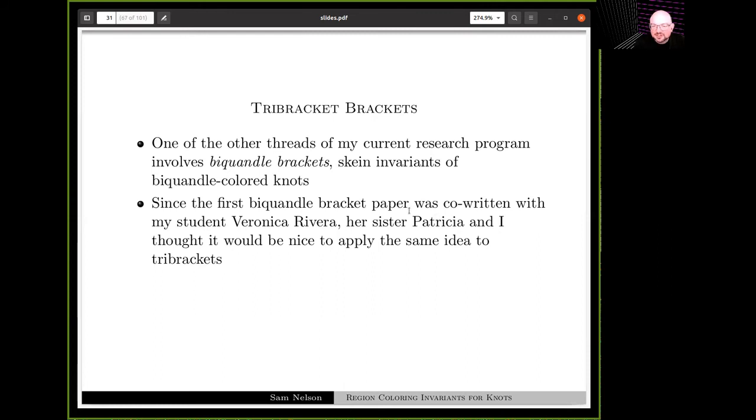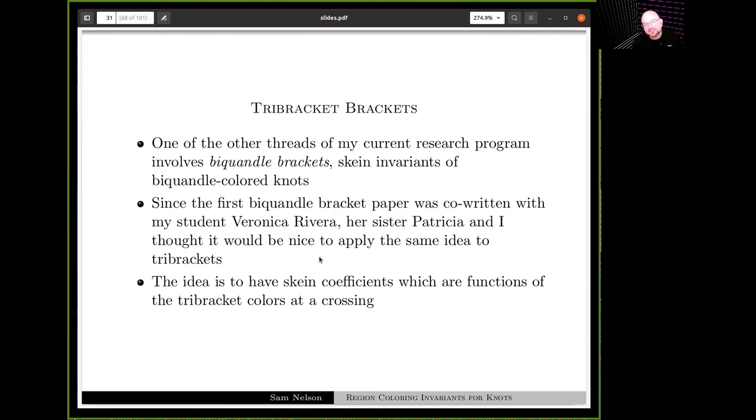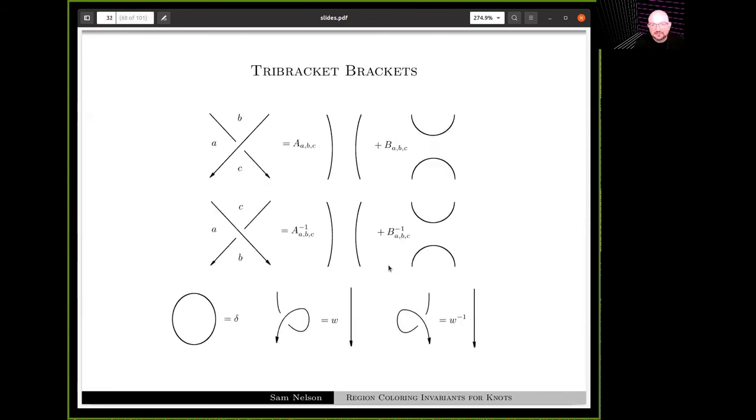And the first biquandle bracket paper, I co-wrote that with Veronica Rivera, who is Patricia's older sister. So when Patricia and I started to think about doing our second paper, we thought it would be nice to apply the biquandle bracket idea, but to tribrackets. So the basic idea is to do skein theory for tribracket colored diagrams, right? So we have skein relations with skein coefficients that are functions of the tribracket colors at the crossing. Right? So here's the setup. If you have a positive crossing with tribracket colors A, B, C, then we'll have for the vertical smoothing a coefficient of A sub A, B, C. And for the horizontal smoothing, we'll have a coefficient of B sub A, B, C. And at a negative crossing, then we have their inverses.